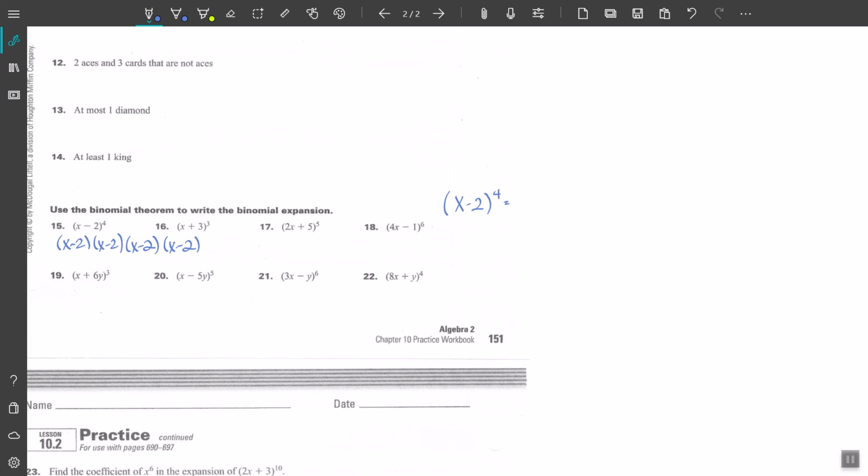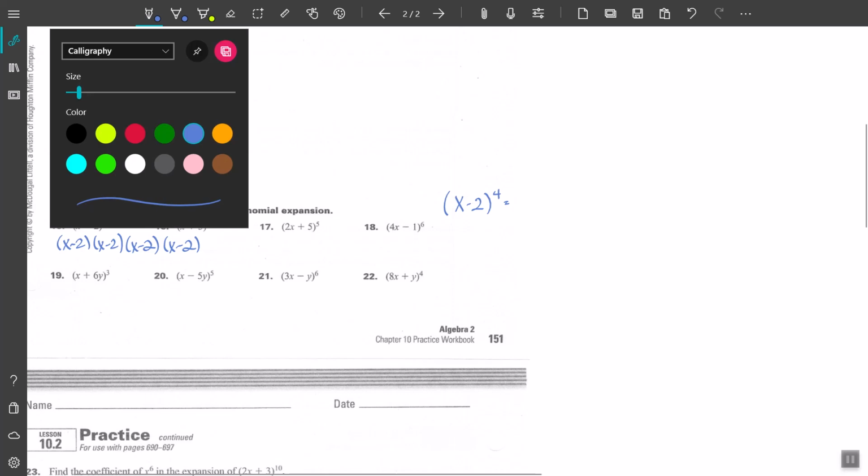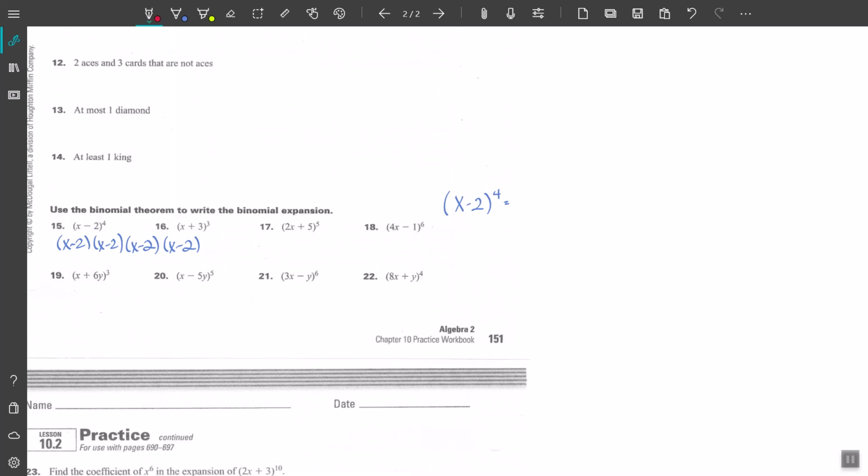It's a pattern that's happening. When you have (x − 2) to the fourth, so when we have a binomial raised to a power, we have to identify a couple of things. The first thing is we need to look at the exponent, because the exponent is actually going to be our n value. So in this problem, our n is 4.